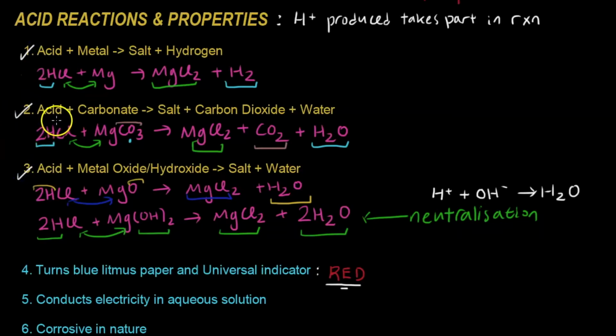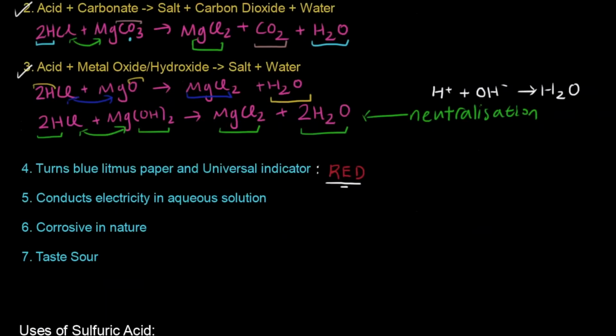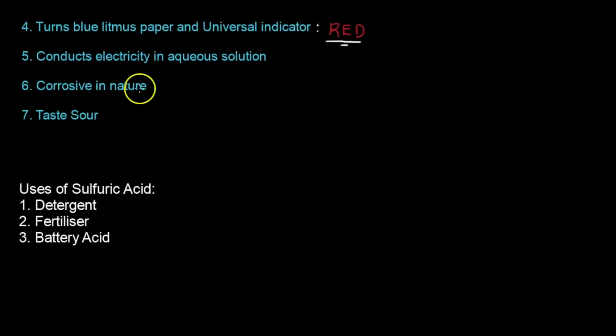Next we'll move on to the properties of acid. First one I want to touch on is the litmus paper and universal indicator. When in contact with acid, you will get red. How I like to remember is that acid is always red, whereas alkali, you will learn later in the next video, is blue. With this you will never go wrong. Acid red, alkali blue.